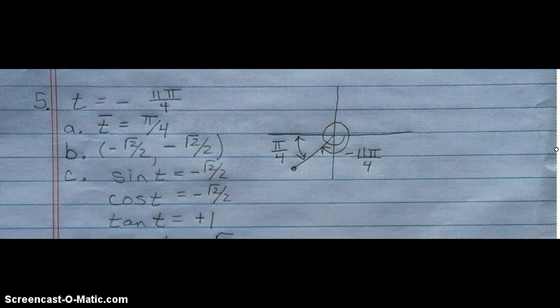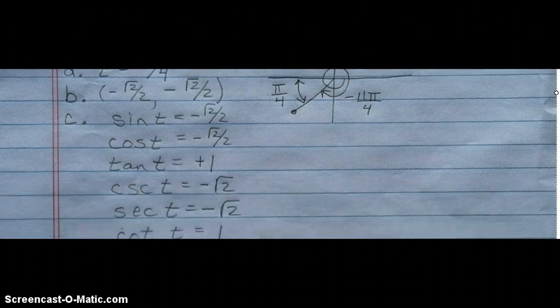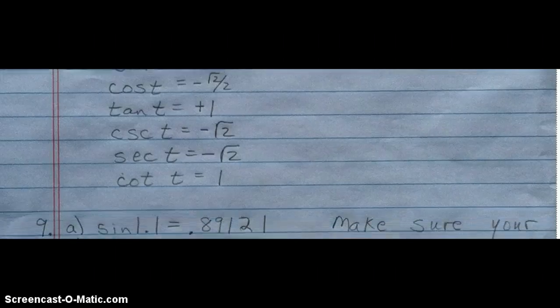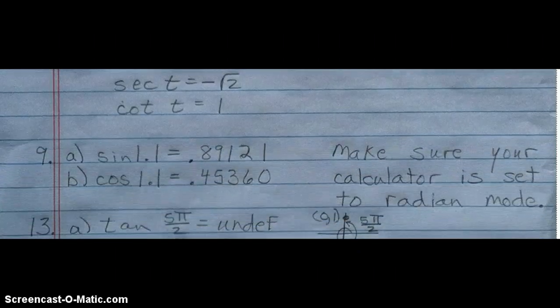Do the same thing with negative 11 pi over 4. You need to start at the x-axis and go clockwise. Go around 2 pi and then 3/4 more. So that'll put you in the third quadrant, and your reference angle is pi over 4. On the unit circle, that puts you at the point negative square root of 2 over 2, negative square root of 2 over 2. Then you want to do the sine, cosine, tangent, cosecant, secant, and cotangent.